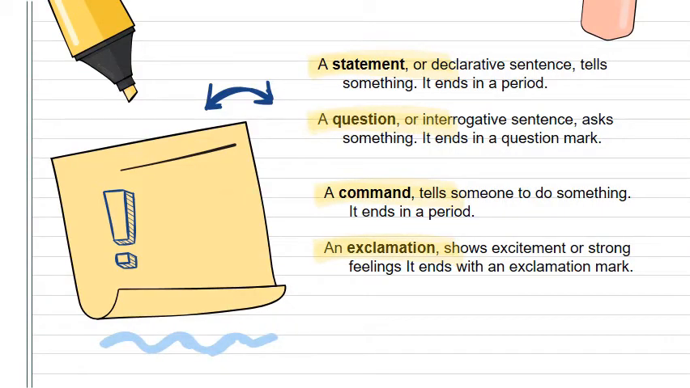Now let's look at the types of sentences. A sentence, as we said, shows a complete thought. We have four types of sentences. A statement or declarative sentence tells something. It's a telling sentence and it ends in a period. A question or interrogative sentence asks something. It ends in a question mark. A command tells someone to do something. It ends in a period. An exclamation shows excitement or strong feelings. It ends with an exclamation mark.